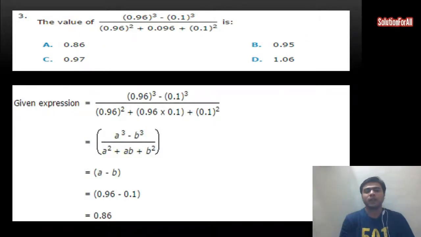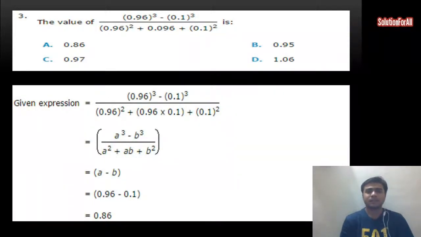So again, the use of identity and formula that I had given you in the last video. The question is find the value of the terms given over here. I can easily visualize that if I have already memorized those formulas.